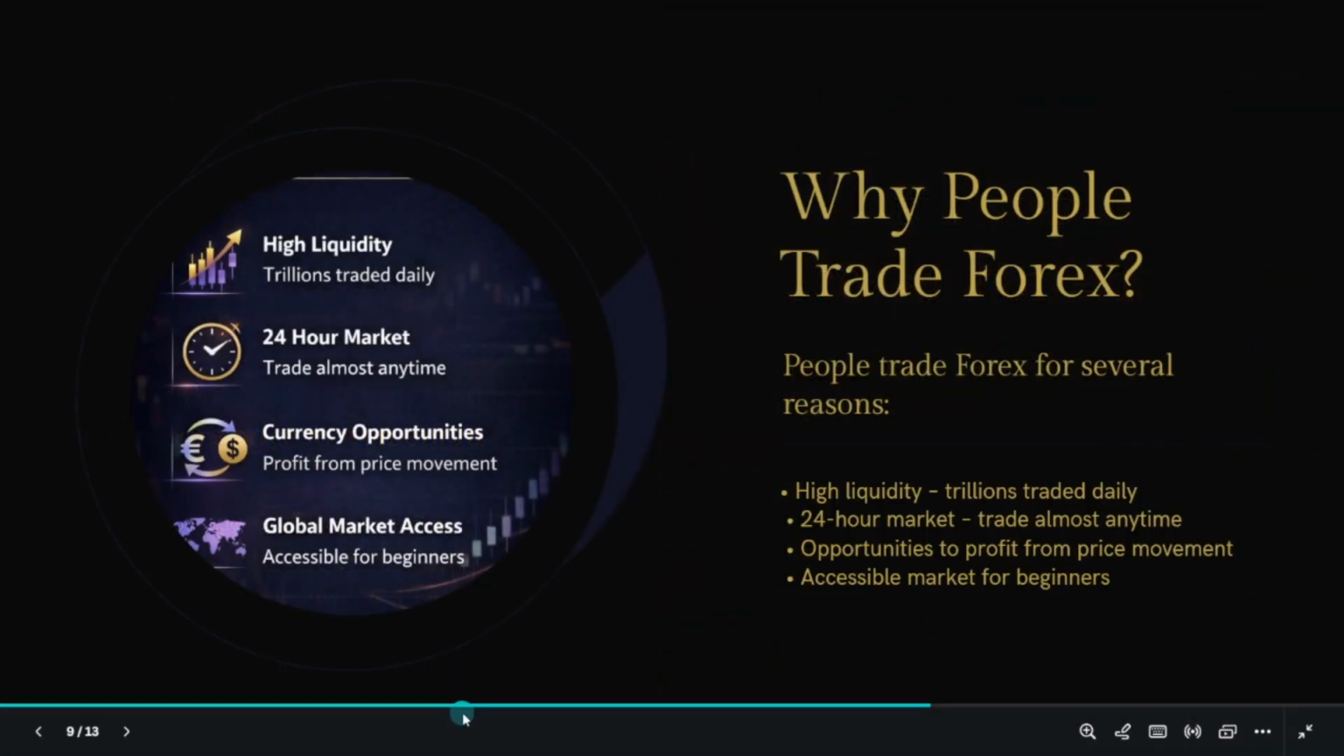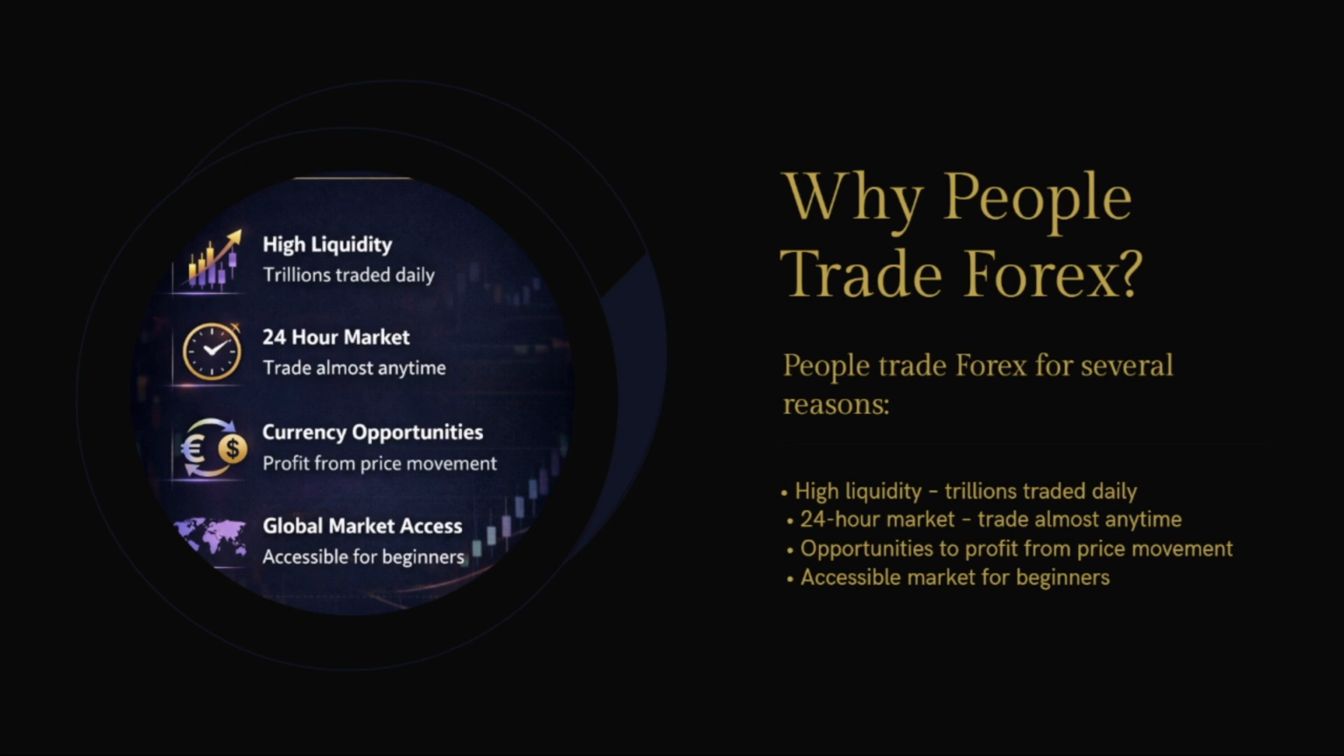All right, so why do people trade Forex? Many people are interested in trading Forex because it's the largest financial market in the world. And actually over $7 trillion are traded in the Forex market every single day. The market is open 24 hours a day during the week, and that allows traders around the world to participate. And because currencies are constantly changing in value, traders watch these movements and look for opportunities to make profit in the market. And the reason it runs all day is because the Forex market runs through major financial centers like London, New York, and Tokyo.